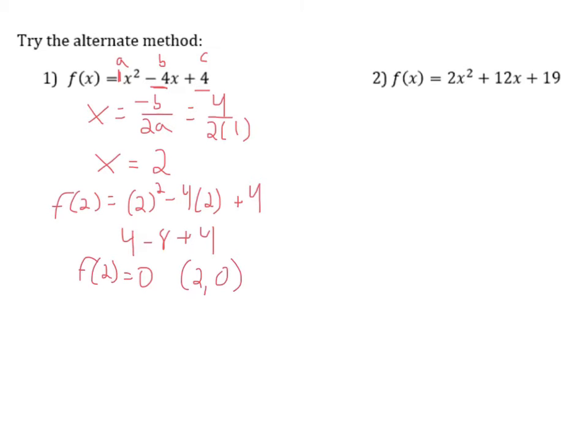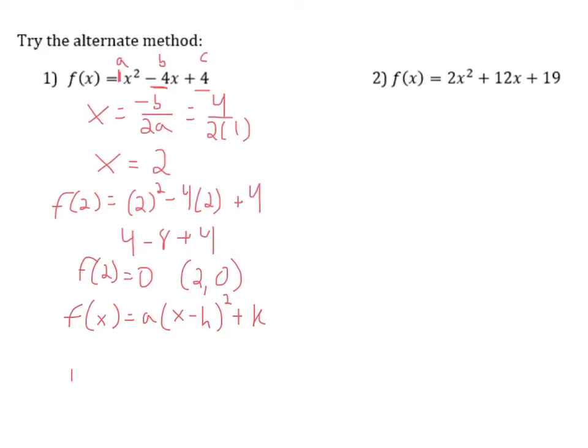Now that I know my vertex, I can now write this equation in vertex form. So vertex form is f of x equals a times (x minus h), where h is the x-coordinate of my vertex, squared, plus k, which is the y-coordinate of my vertex.